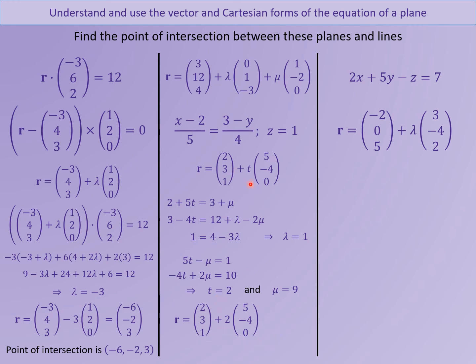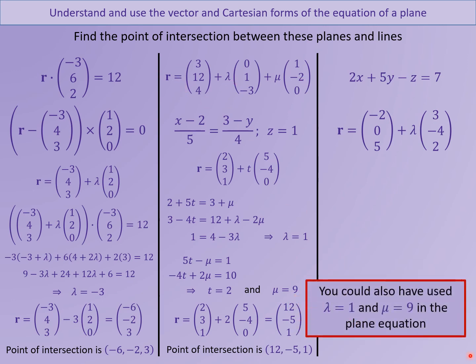So I've gone for putting 2 into there. I put 2 into there. 2, minus 5, 1 is going to be our point of intersection. If you tried putting in the mu and the lambda, you would have got exactly the same. You can see that 3 plus 0 lambda plus 9 times 1. Well, 9 and 3 make 12, same as that, and so on for the 5 and the 1. Okay, which is what I just said there.